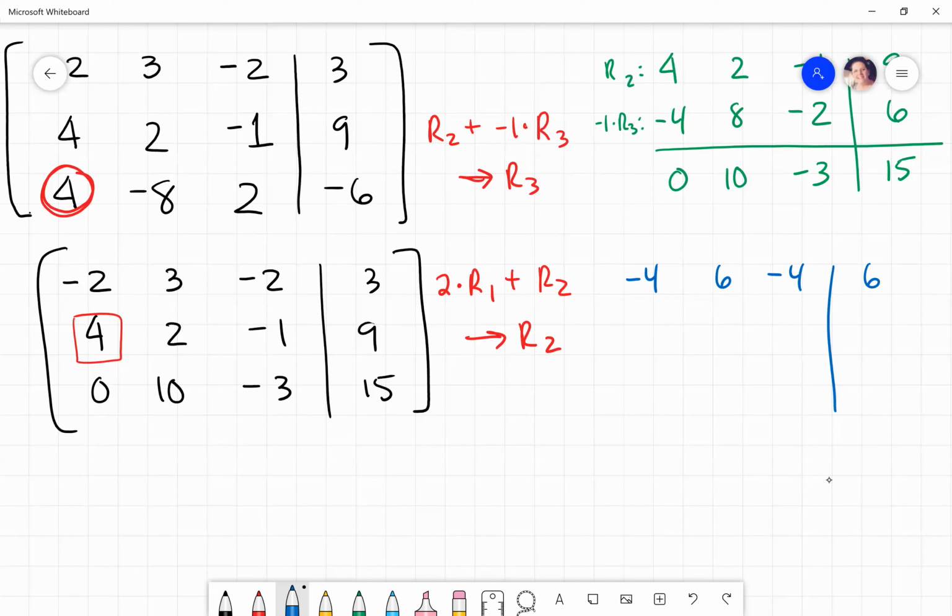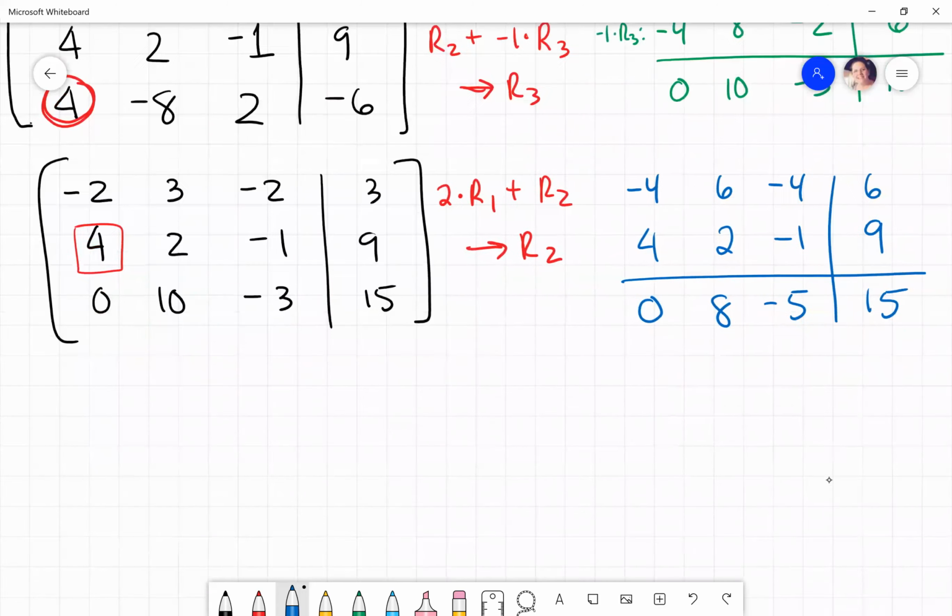And then row 2 just stays row 2. So that's 4, 2, -1, and 9. And I'm going to add those together. And again, -4 plus 4 is 0. That's what we want. 6 plus 2 is 8. -4 plus -1 is -5. And 6 plus 9 is 15. Okay, that is our new row 2.